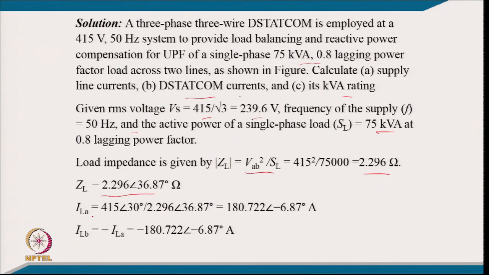So, the load current will be 415 at the angle of 30 degree divided by the impedance of the load, 2.296 at the angle of 36.87. So, the current comes to 180.722 ampere at the angle of minus 6.87 degree, and of course, for line B it will be just the negative of this value.